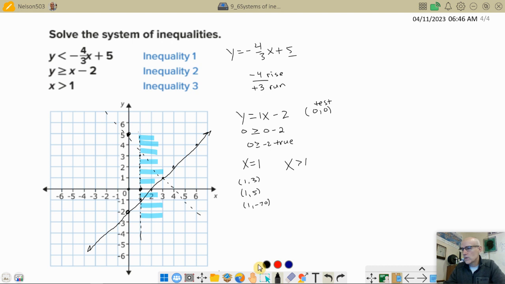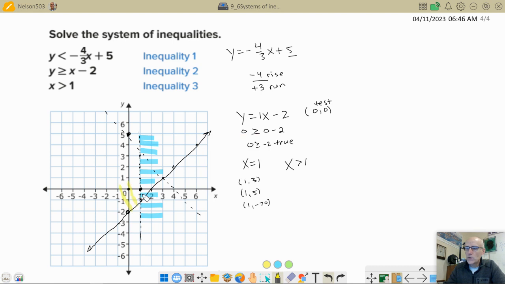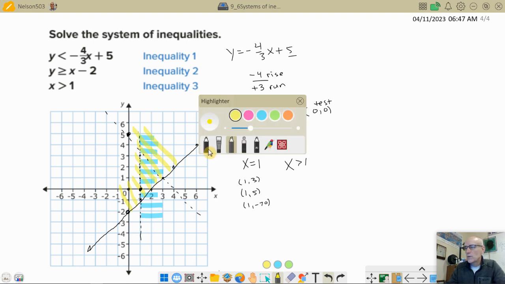So let's go back to the highlighter, and I'm in yellow, and so it's just a different color here. So I'm going to shade right toward the origin there, and you can start to see that, okay, so far we have what in common? We have all of this stuff over here in common. Now we haven't done the other dash line going this way, so let's go back to the top and test out a point for that guy.